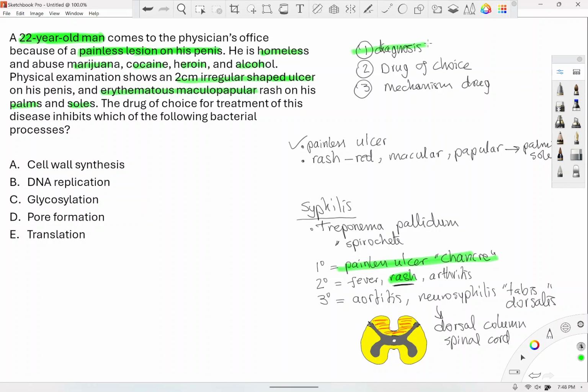So we did our diagnosis. Next, the drug of choice for syphilis is penicillin. That's the drug of choice, penicillin. The mechanism of penicillin is it inhibits peptidoglycan synthesis. So it's a cell wall inhibitor. And the wall of bacteria is made of what?